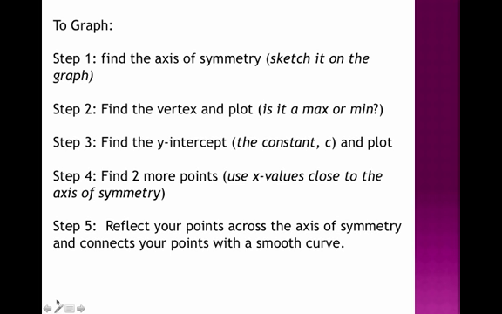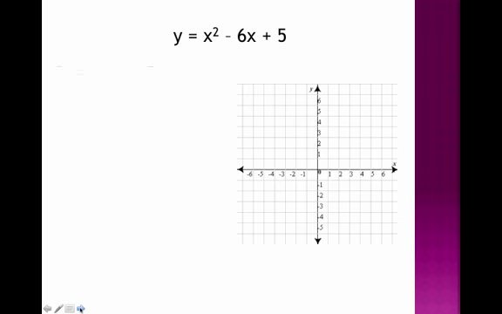We're going to find the vertex and plot it. Determine if this is a maximum or a minimum, so we know if the quadratic is facing up or facing down, a smiley face or a frowny face. We're going to find the y-intercept and plot that, and then we're going to find 2 more points, and we're going to look for points that are close to our axis of symmetry, and then once we have those 2 points, reflect them across the axis of symmetry and then connect those. So let's go through an example of that. If you need to pause to write the rest of this down, go ahead.